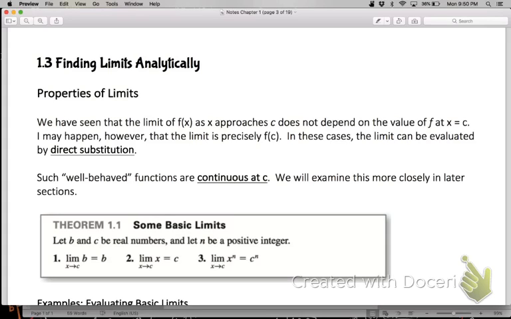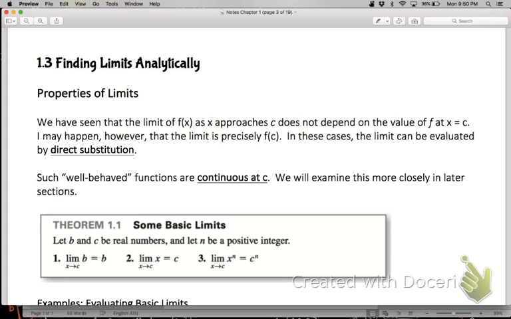What you've seen so far is that the value of the limit as x approaches c of f of x does not necessarily depend on the value of f at x equals c. So if I plug in c and get out 5, that doesn't necessarily mean that the limit is going to be 5. However, a lot of times the limit is exactly whatever f of c is when you plug it in. These are the best kinds of limits. This is what you hope for, because you can just figure this out by direct substitution.